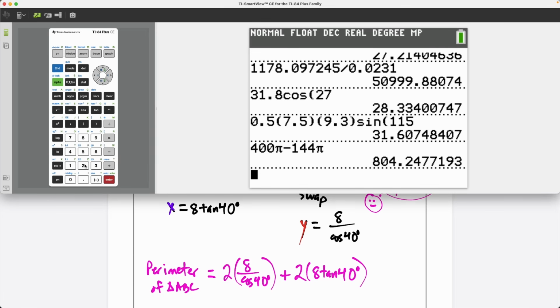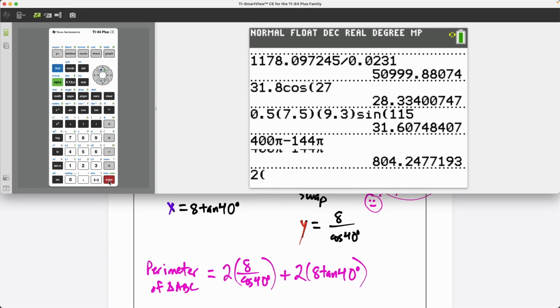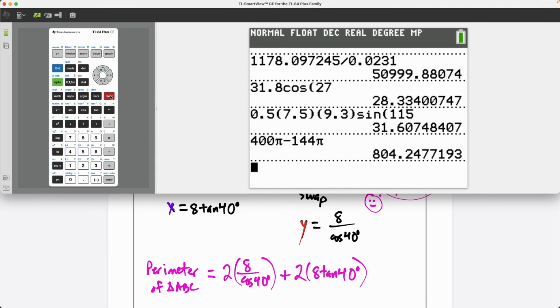So we could just do this over here. We have 2 parentheses, and I could just press alpha Y equals enter to pull up a blank fraction. If you have a newer calculator, you could just do 2 times parentheses and press alpha X to pull up a blank fraction. And we have 8 over cosine of 40 degrees.